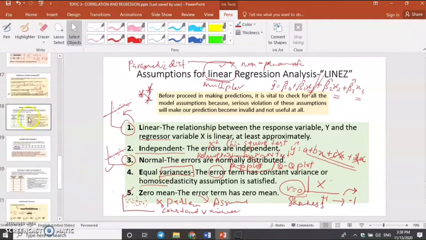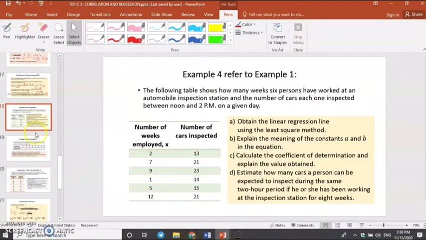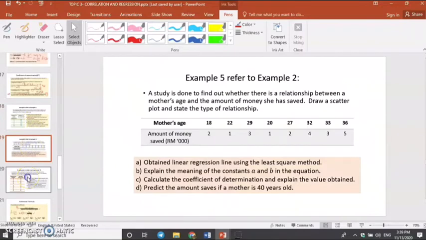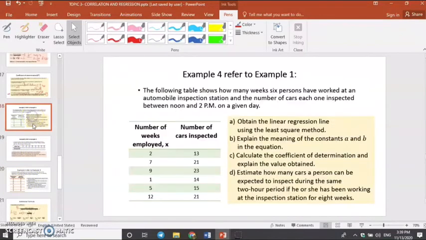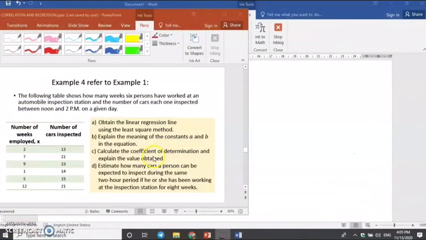So for assumption pula, for example 4, 5 dengan 6 ni, which is based on our example 1, 2 dengan 3. Saya akan continue dalam Word, dalam sini jugalah. Saya tak buat manually kali ni, so saya akan buat dalam laptop saja. So okay, let's continue after this. Okay, refer to example 1. Kita punya example 4 is based on example 1, which is basically I'm using the similar data.